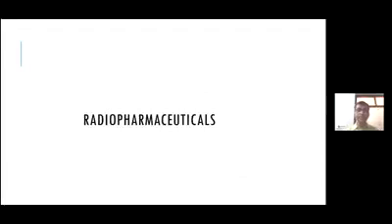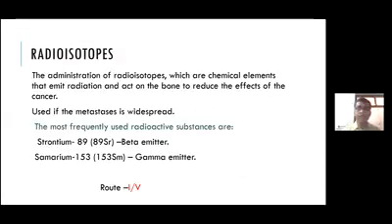Coming to the radiopharmaceuticals. These are radioisotopes which are administered IV and are chemical elements that emit radiation, acting on the bone to reduce the effect of the cancer. It is used when the metastasis is widespread. The most frequently used radioactive isotopes are strontium-89, which is a beta emitter, and samarium-153. Route is intravenous.